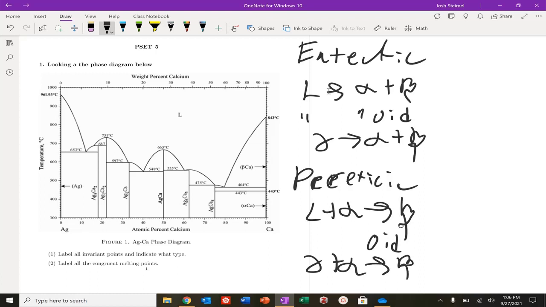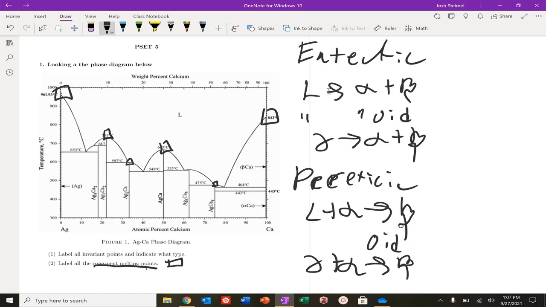So, let's label all the invariant points. Let's do all the congruent melting points. So here is one congruent melting point. For the congruent melting points, I'm going to do a square. So I've got a square here. I've got a congruent melting point here, right here, and right here. I have a little bit of a congruent melting point right here. I have kind of one here as well that I can kind of melt through. So anyways, those are my congruent melting points.